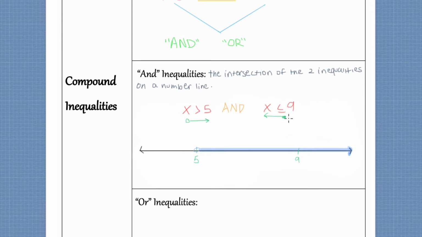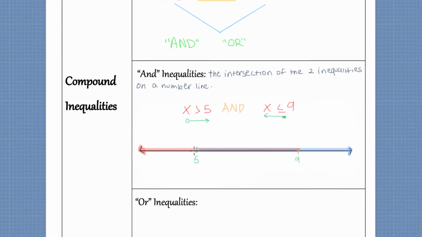Now for the next inequality, we said that we're going to have a closed circle at 9, and everything to the left of 9 is going to be shaded in. So I'm going to shade in everything to the left of 9, and I'm going to have those little arrows there again to signify that everything goes to the left.